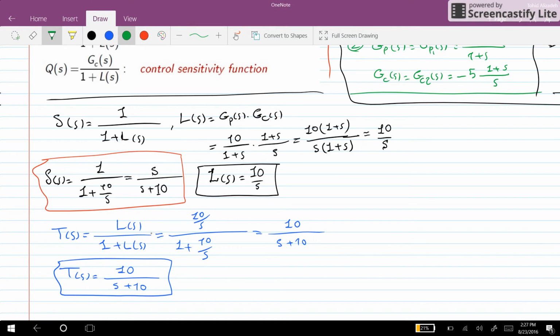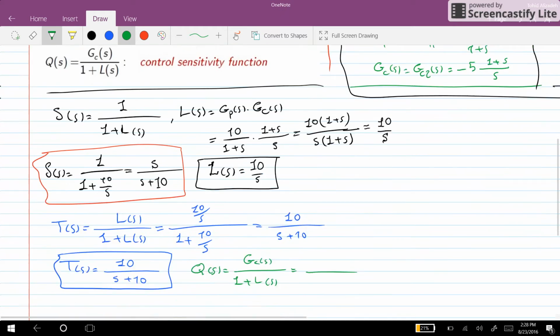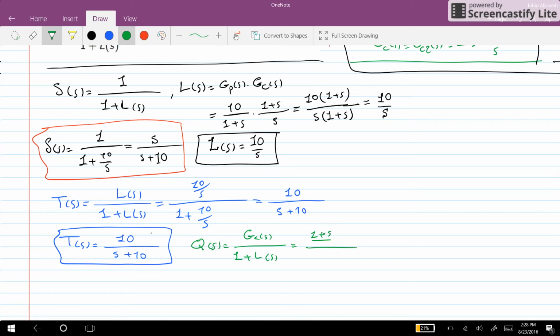And for Q, we have GC over 1 plus L. So for the first case, GC is 1 plus S over S. We will have 1 plus S over S divided by 1 plus 10 over S. And this will result in 1 plus S over S plus 10. So Q in this case will be equal to 1 plus S over S plus 10.